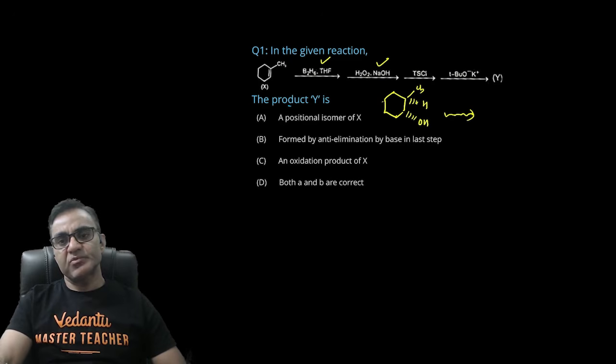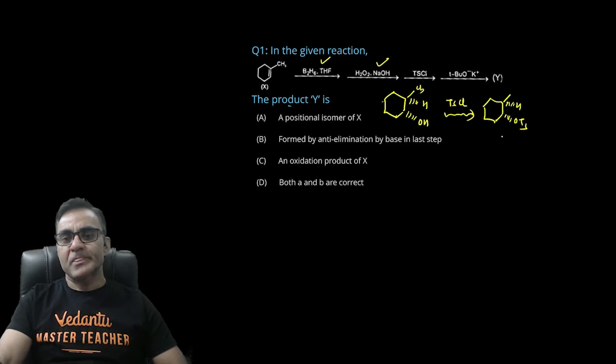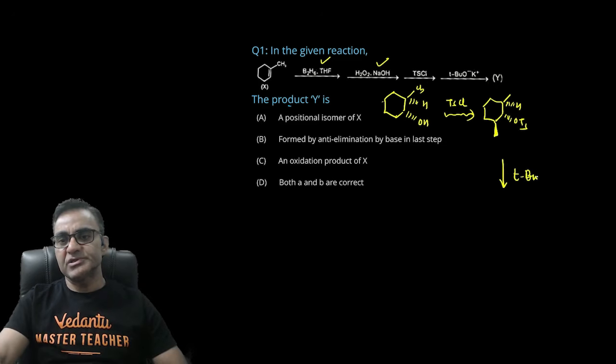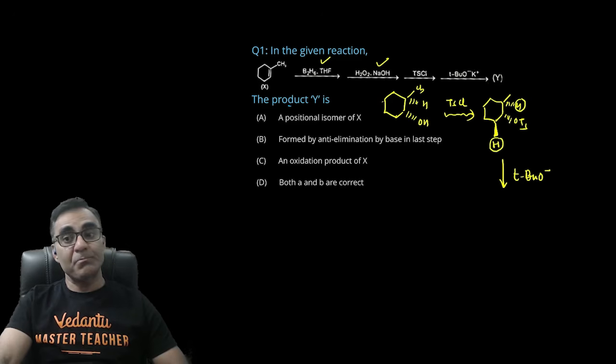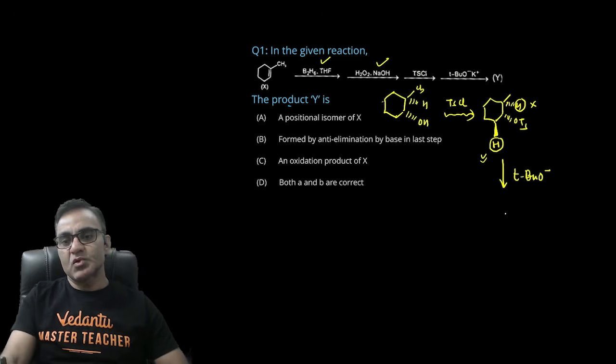In the next step, we have tosyl chloride. Tosyl chloride will convert OH into OTs. So H and OTs will be here. In the next step, we have been given tertiary butoxide. Tertiary butoxide will cause E2 elimination, and in E2 elimination the leaving group and beta hydrogen should be on opposite sides. So this beta hydrogen will not go because it is on the same side as the OTs group. So the other beta hydrogen will go to form this product as the final product Y.